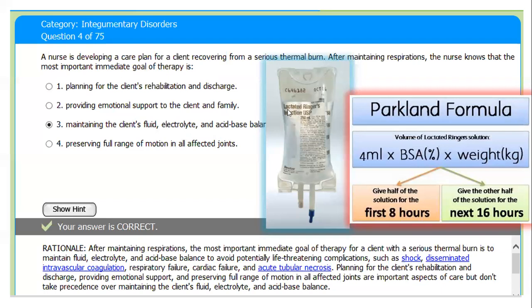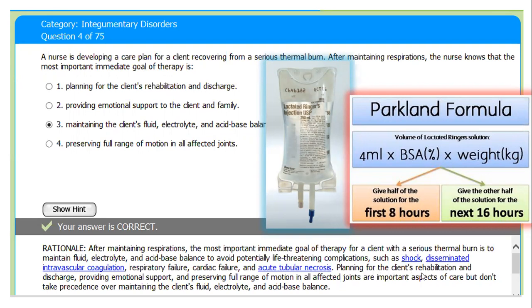Lactated Ringer's solution, also known as sodium lactate solution or Hartmann's solution, is a mixture of sodium chloride, sodium lactate, potassium chloride, and calcium chloride in water. Lactated Ringer's solution is used for replacing fluid and electrolytes in burn patients, or even those who have very low blood volume.